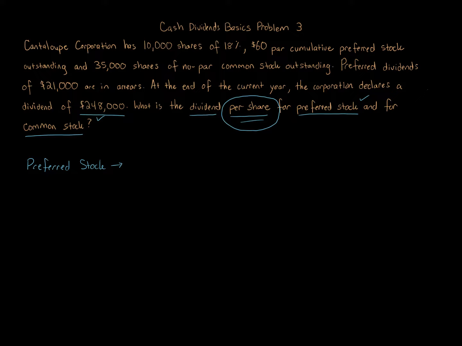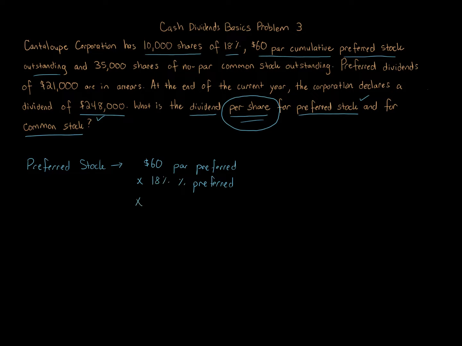Let's break it down. Cantaloupe Corporation has 10,000 shares, 18%, $60 par cumulative preferred stock outstanding. We're going to stop right there. Remember, our calculation, whether it's cumulative or non-cumulative, we're going to take the par amount, so par for preferred. We're going to multiply that by the percentage for preferred stock, which here is 18%.